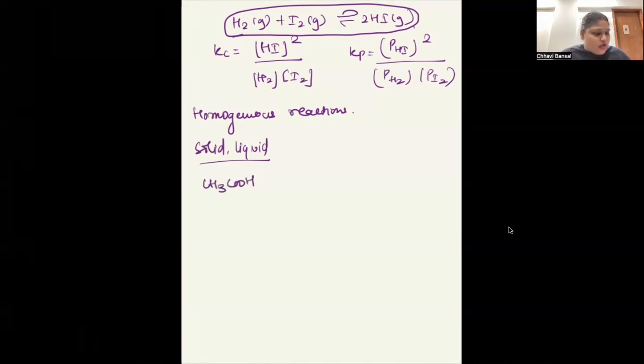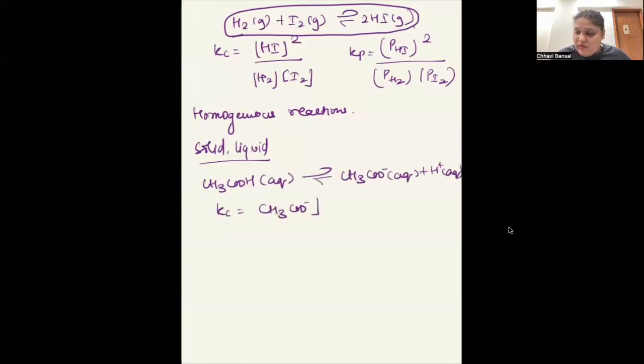CH3COOH, aqueous, is forming CH3COO negative aqueous plus H positive aqueous. Now, all the things are in aqueous state, so Kc will be equal to CH3COO negative into H positive upon CH3COOH, right? All are in aqueous state, so all of them will be included.